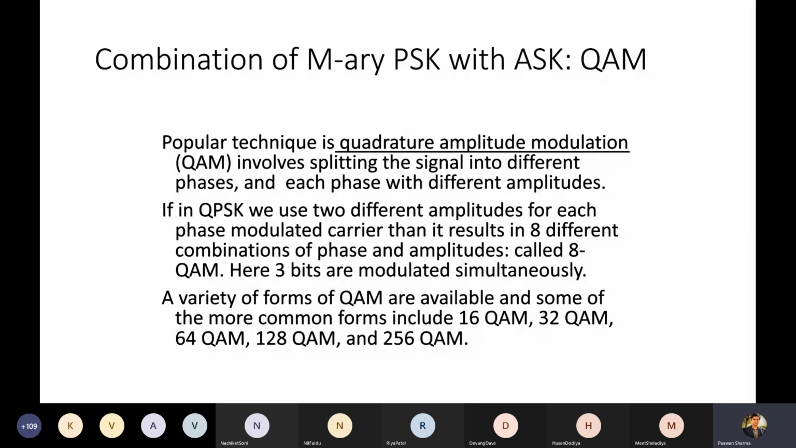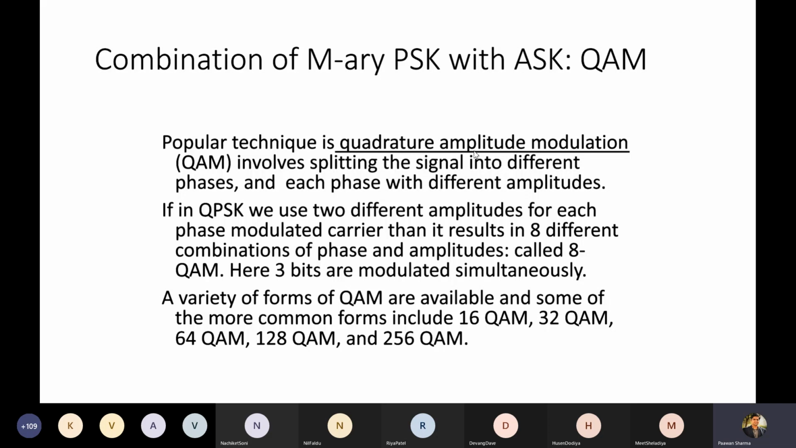Just understand the purpose of going for QAM. We want better bandwidth utilization. How can bandwidth utilization be better? If you are able to send more bits in a given time period. And just now we have seen that we have to mix different modulation techniques, so we decided to mix M-ary PSK with ASK. In M-ary PSK, you are aware, M means the number of phases. It can be 2, 4, 8, or 16.